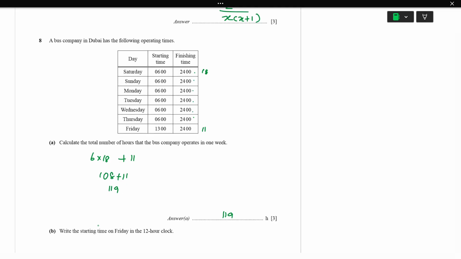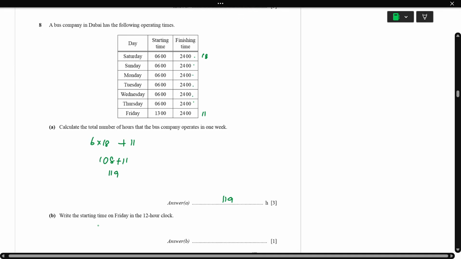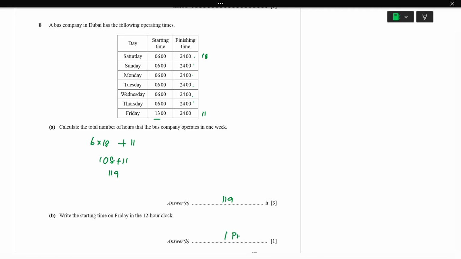Next question: write the starting time on the Friday in 12-hour clock. So 13 is going to be 1 p.m. So it is 1 p.m.